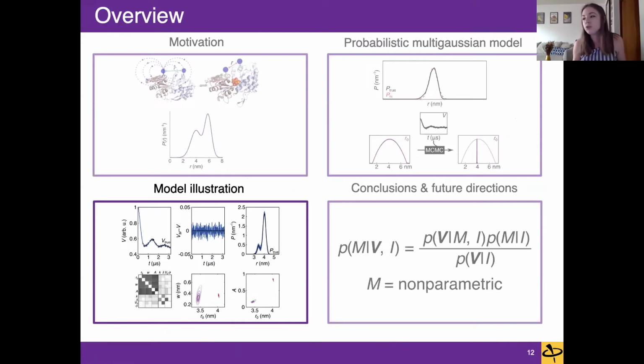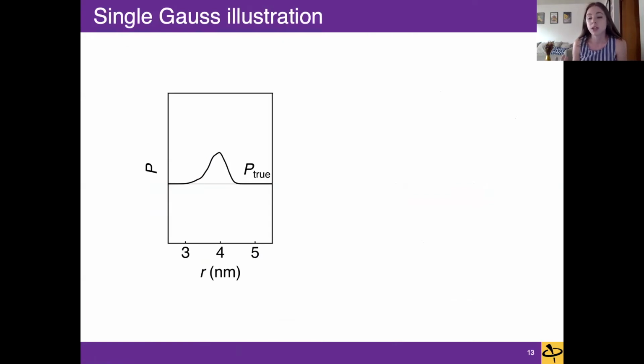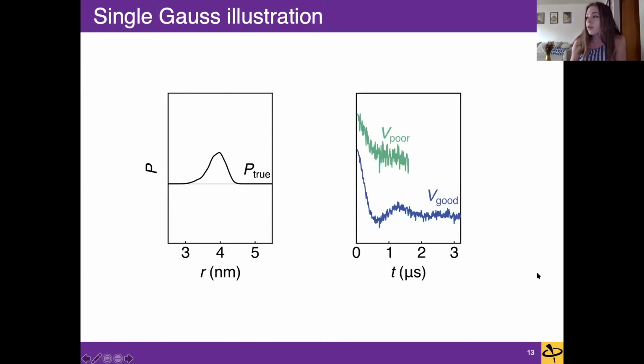So now to actually show the model through various illustrations, we'll start with synthetic examples. For these synthetic examples, we utilized the T4 lysozyme test set generated by Thomas Edwards and Stefan in 2018. We started with a simple distribution that looks relatively Gaussian in shape. Then from this distance domain, we generated two time domain signals, one labeled V good and another V poor, where V good has relatively favorable values for the modulation depth, background decay rate, trace length, and noise level.